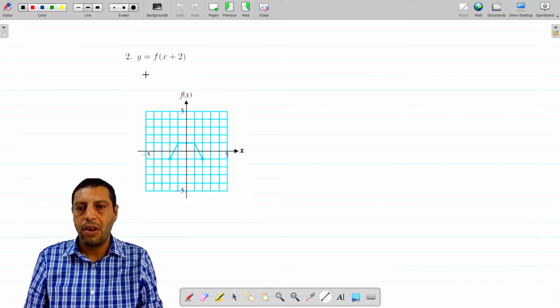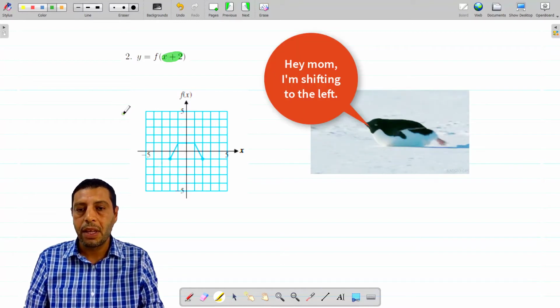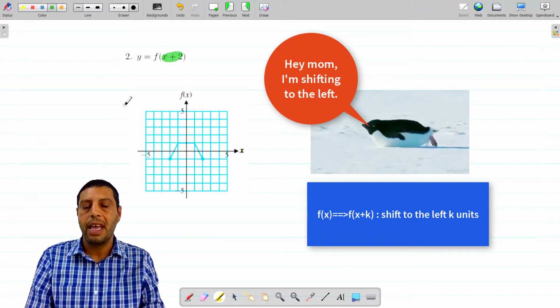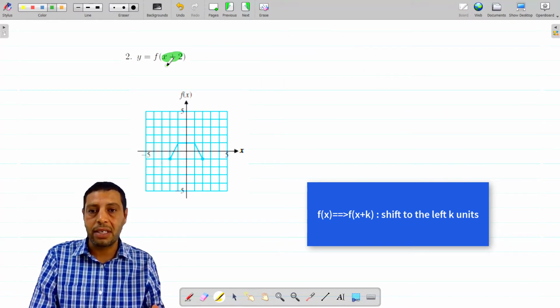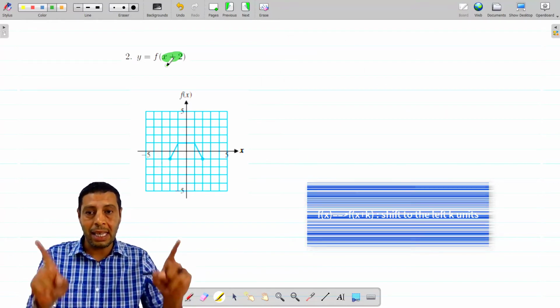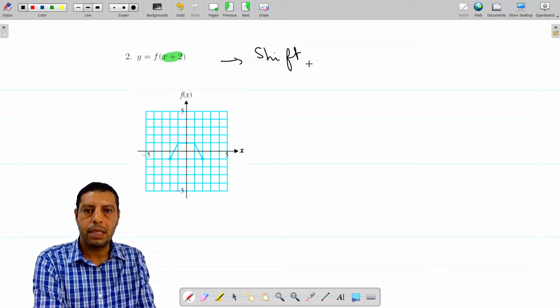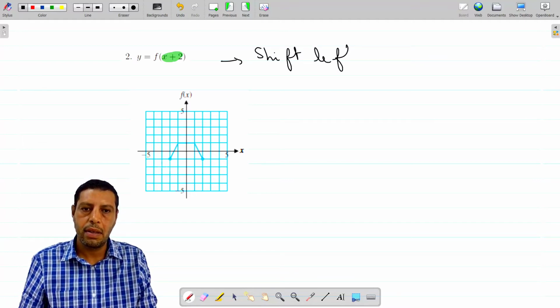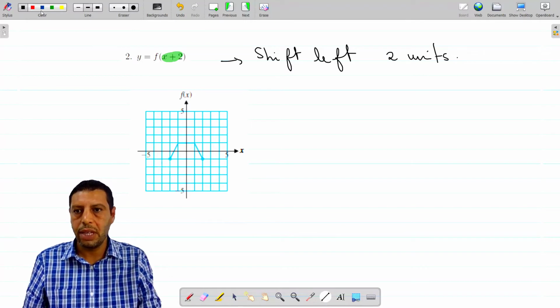In the next one, we have y equals f of x plus 2, but be careful, the plus 2 here is inside the function, okay? So in this case, it's a shift to the left 2 units, okay? If you have f of x transformed to f of x plus a, it's a shift to the left when I say x plus a inside the brackets, okay? It's a shift left 2 units, okay?